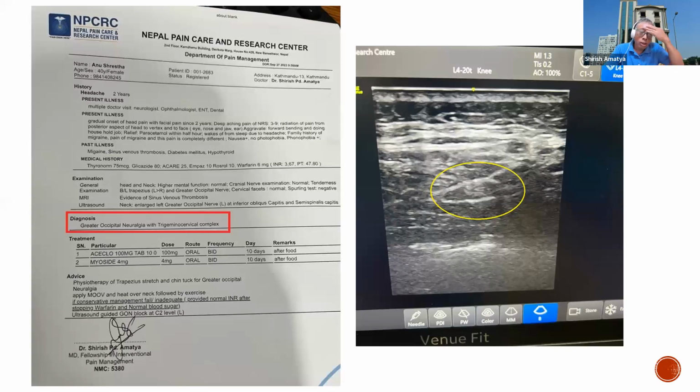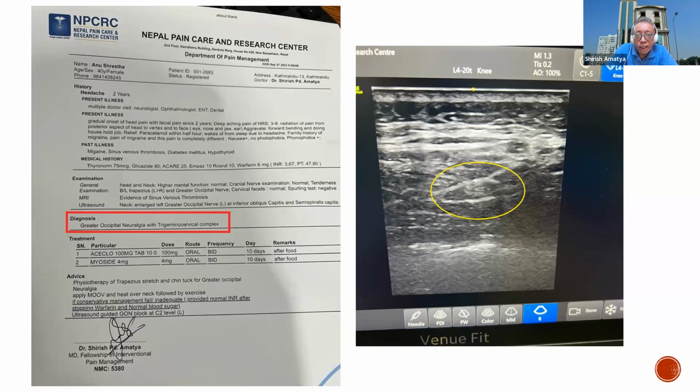Okay, starting today's class, I want to talk briefly about a patient who came to me a few days back with headache. Since the case was relevant to this class, I wanted to show this slide and the ultrasound picture of the patient. So one lady of 40 years came to me in the clinic with headache for the last 2 years. She had gone to multiple doctors, especially a neurologist, ophthalmologist, ENT, and dental surgeons. And she explained that she had a gradual onset of head pain with facial pain for the last 2 years.